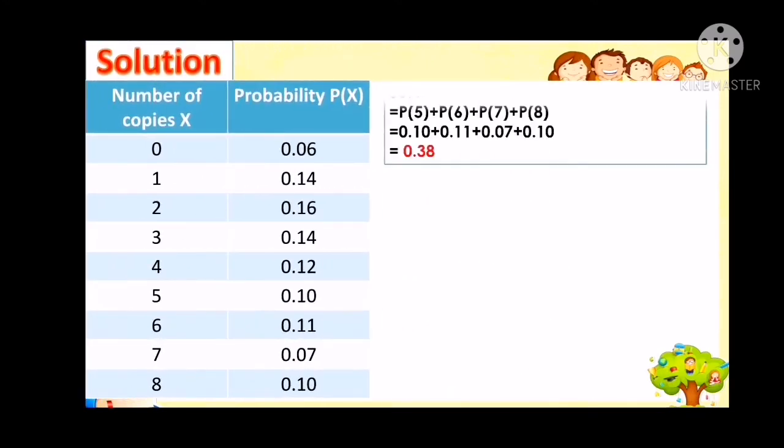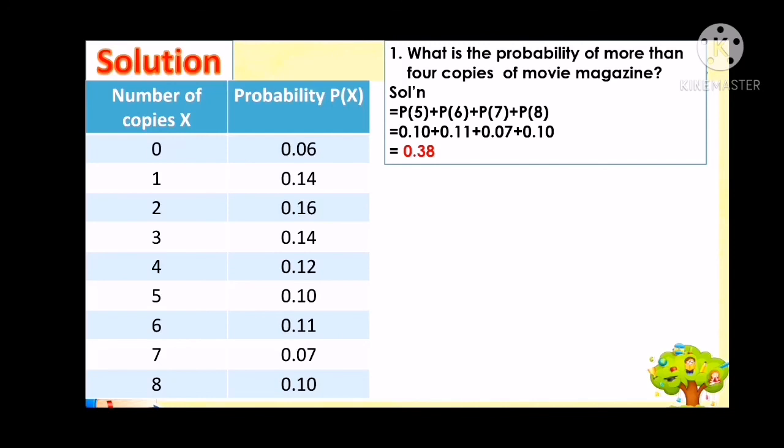So the first problem we have, ayan, so nag-appear na agad yung solution niya. What is the probability of more than 4 copies of movie magazine? Okay, so we are asked to get the probability with the condition more than 4 copies. So take note of this condition. More than 4. Okay? Ano ba yung mga number more than 4? 4 is excluded, hindi kasama. Okay? Ano ba yung mas mataas kay 4? We have the value of 5, 6, 7, 8.